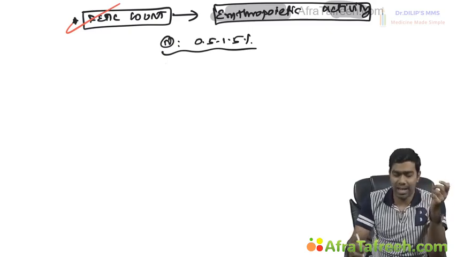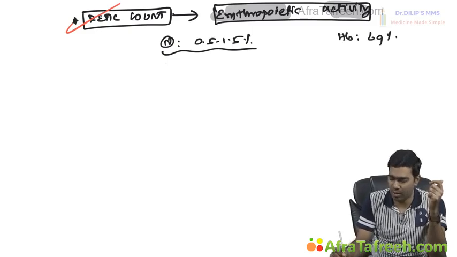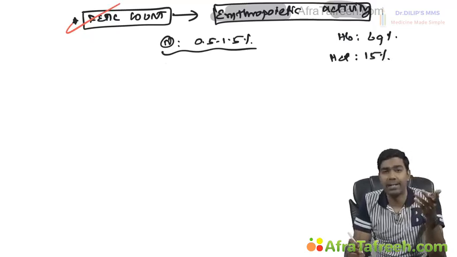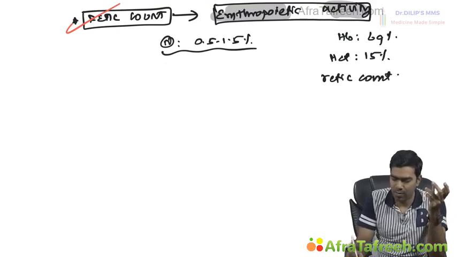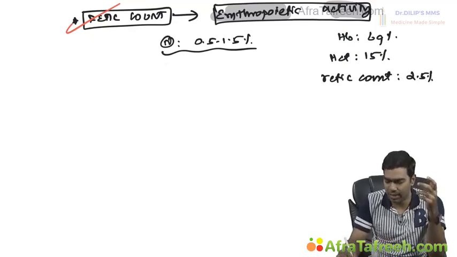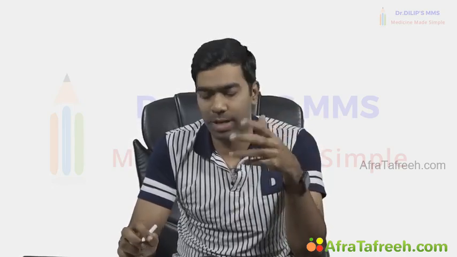So let us see a classic example where the hemoglobin is only 6 grams per deciliter and your hematocrit is only 15%, and your reticulocyte count shows a value of approximately 2.5% maybe. Which means here you might think the reticulocyte count is actually higher than the upper limit of normal. You might think there is a good reticulocyte response and a good bone marrow erythropoiesis going on. But actually this is not true, to be honest.